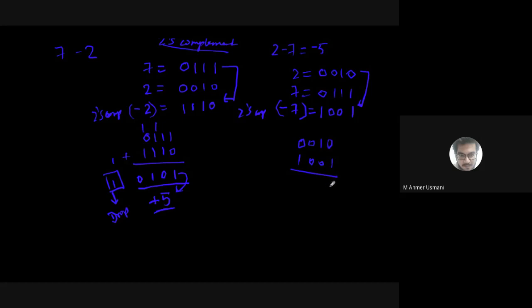So 0 plus 1 is nothing but 1. 1 plus 0 is nothing but 1. 0 plus 0 is nothing but 0. And 0 plus 1 is nothing but 1. Is there a carry? There is no carry. If there is no carry, that means the number is negative. If the number is negative, that means this value is not its true value.